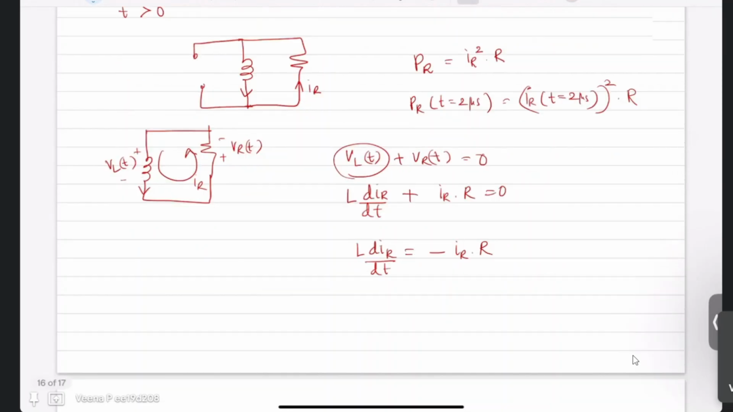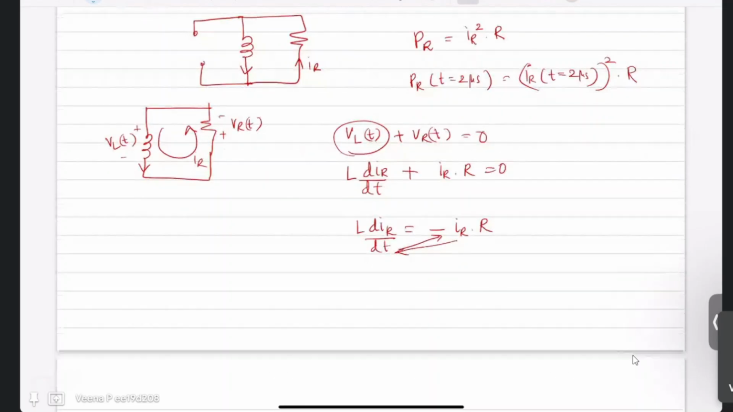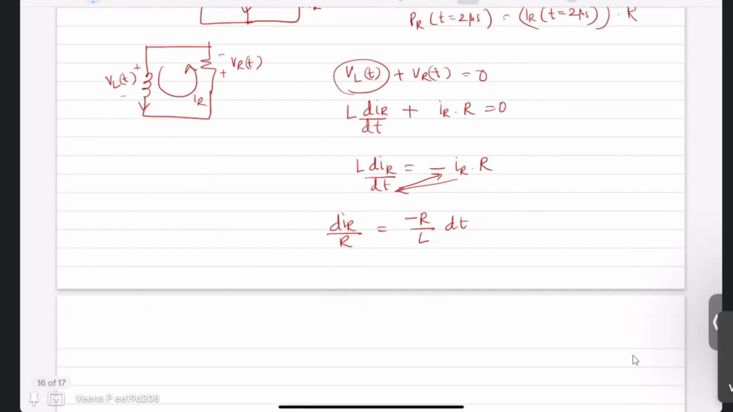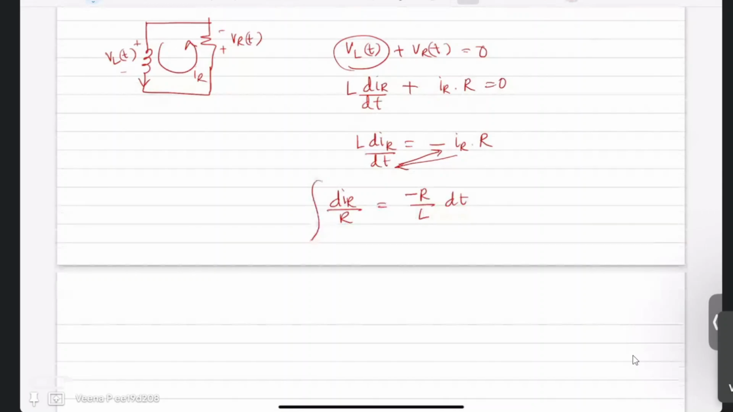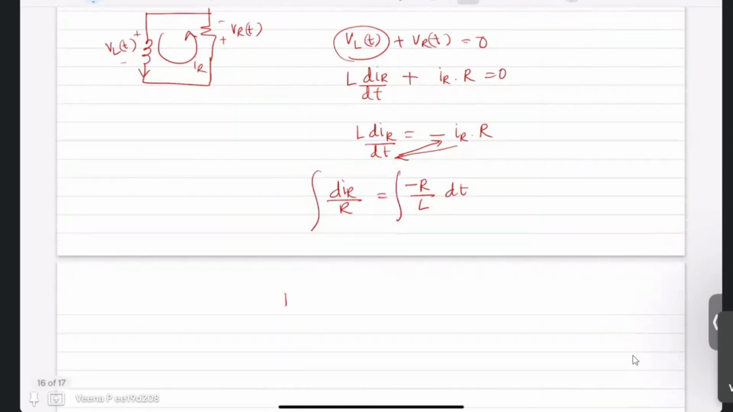So I'm taking dt here and IR here, which gives me dIR by IR is equal to minus R by L dt. Now I have dIR and dt on each side, so I can integrate on both sides. The integral of 1 by IR dIR is equal to minus R by L times the integral of dt.